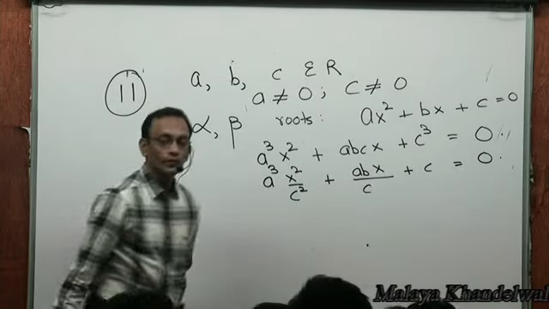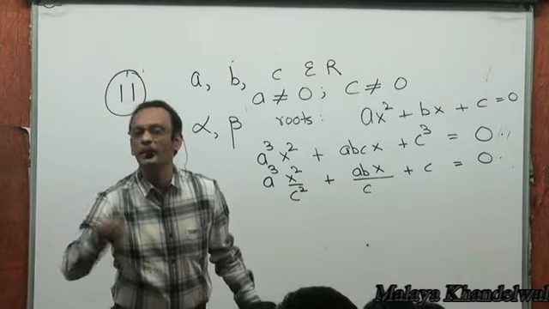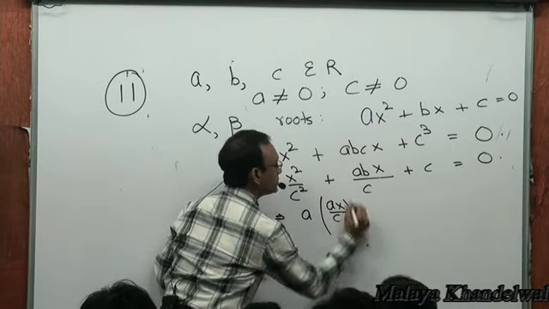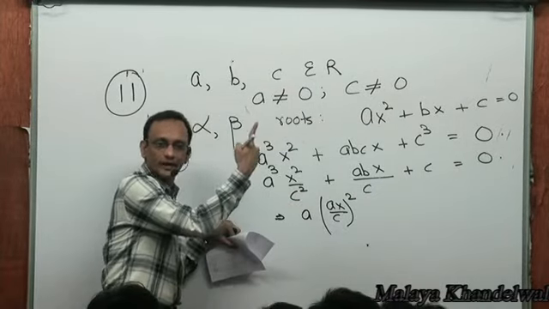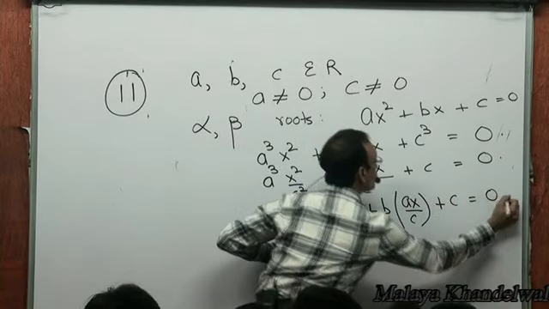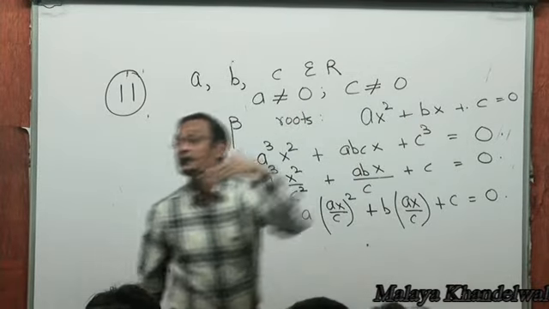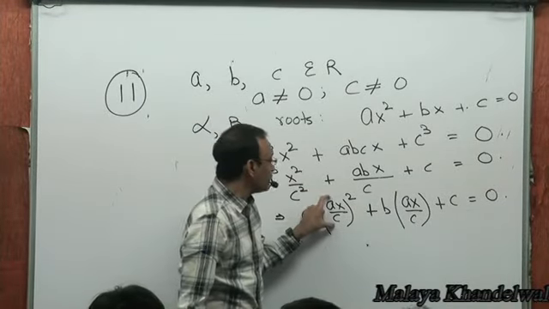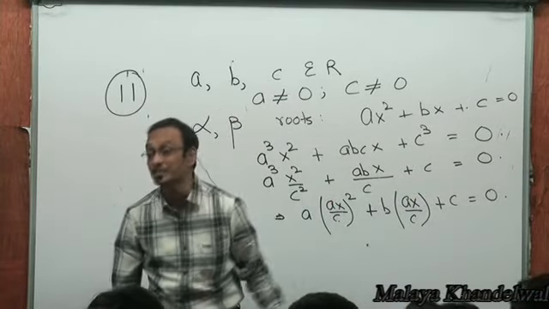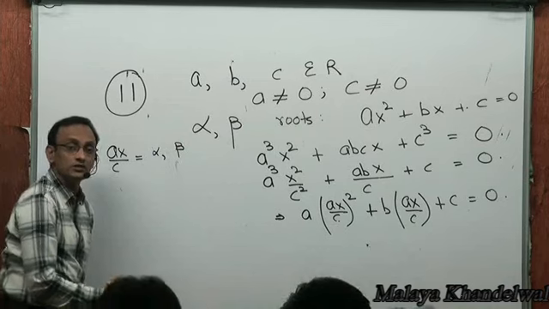Right? Now I would want to write this as a into something plus b into something plus c equal to 0, only because I could compare the two equations that way. So I would write this as a into (ax by c) whole square, plus b into ax by c plus c equal to 0. But what's given is a alpha squared plus b alpha plus c must be 0. So this will be satisfied if ax by c is alpha or ax by c is beta.